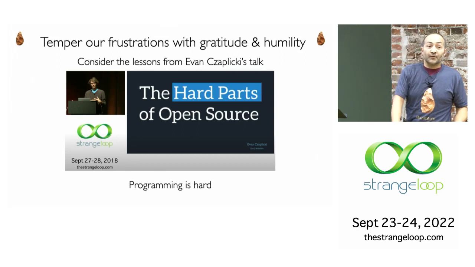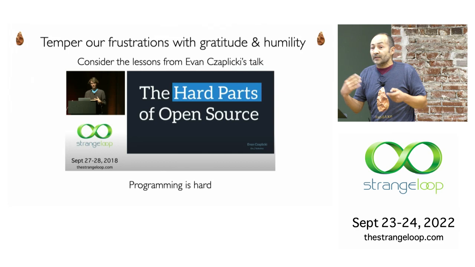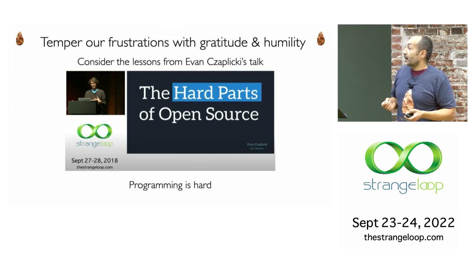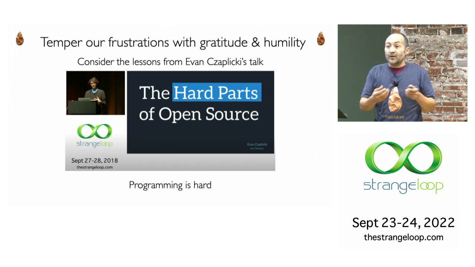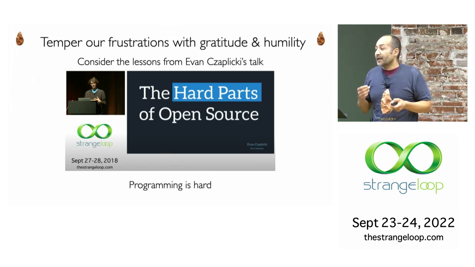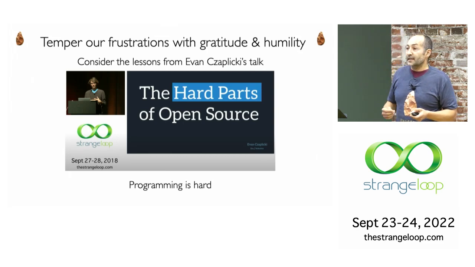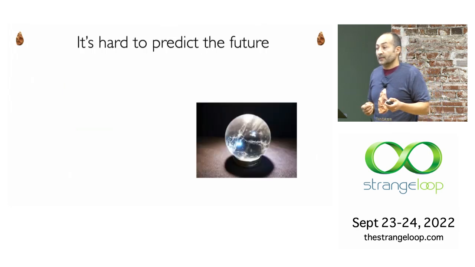Now, it's really easy for us to criticize what's done, like what were they thinking? But I really think it's important for us to embody a sense of gratitude and humility. Many people in open source are working on things that are labors of love. Evan Czaplicki gave a great talk in 2018 here talking about this. Programming is hard, and I just think we need a spirit of generosity. We can be critical and be kind.